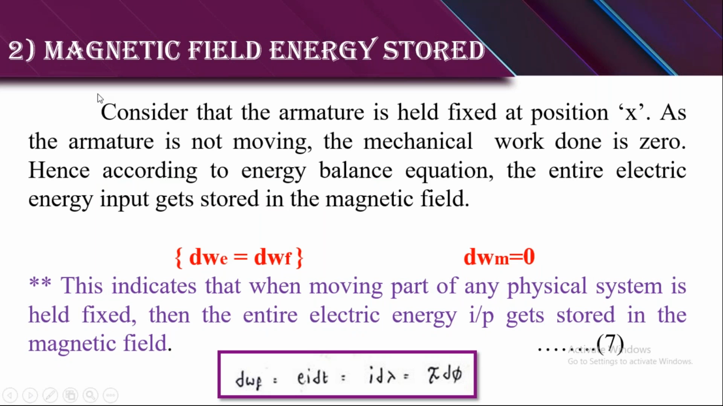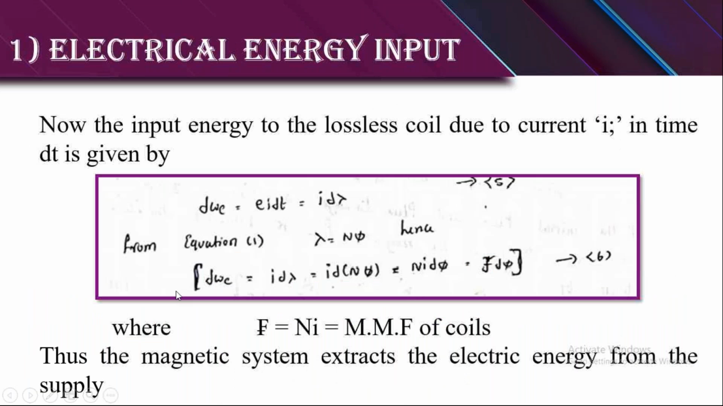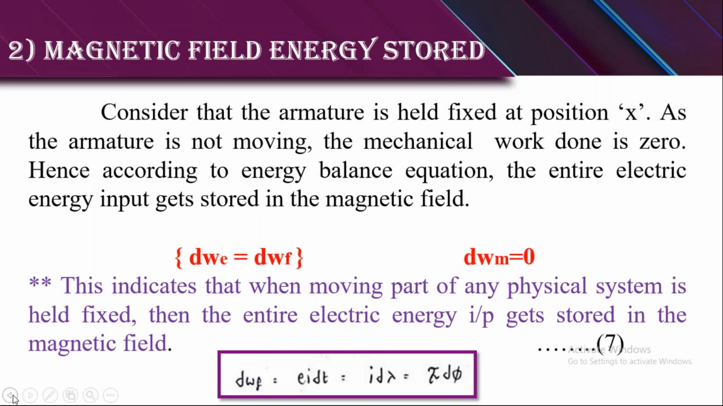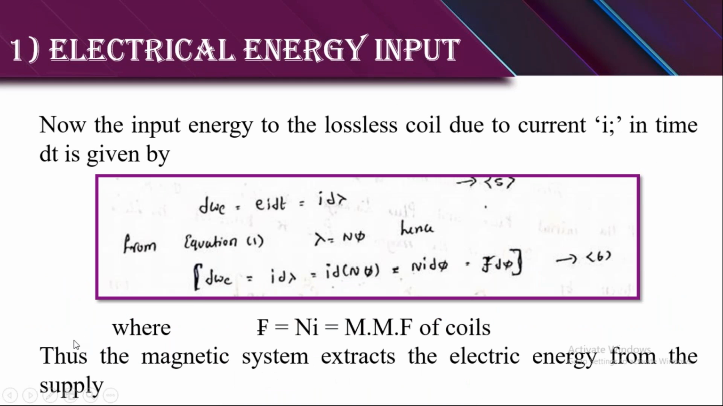Next. See, so up to this is the equation that is given by the electrical energy input. Okay now, up to 6 equations belong to that first part. Now we are going to derive that second part, that is magnetic field stored. సో ఇది మీకు రేపు క్లాస్ లో చెప్తాను.